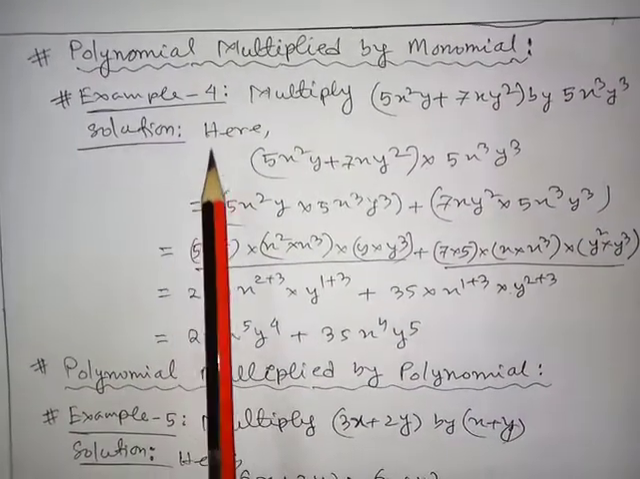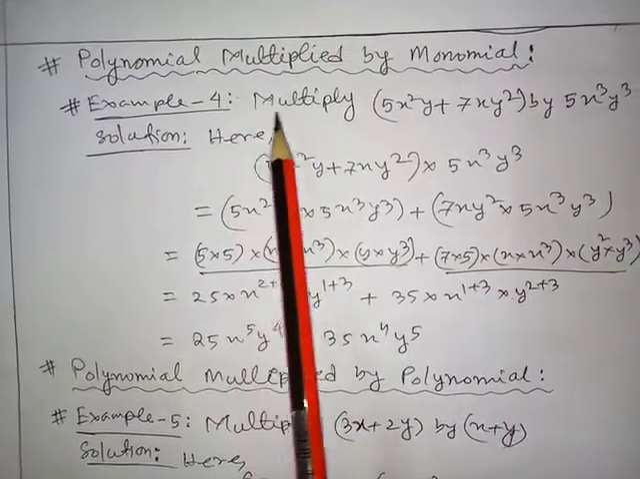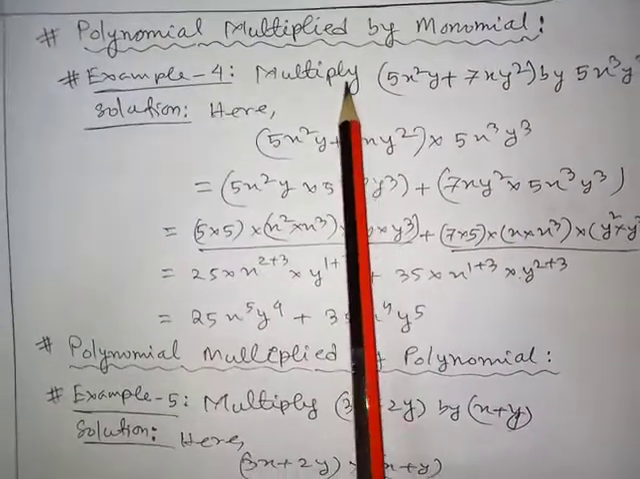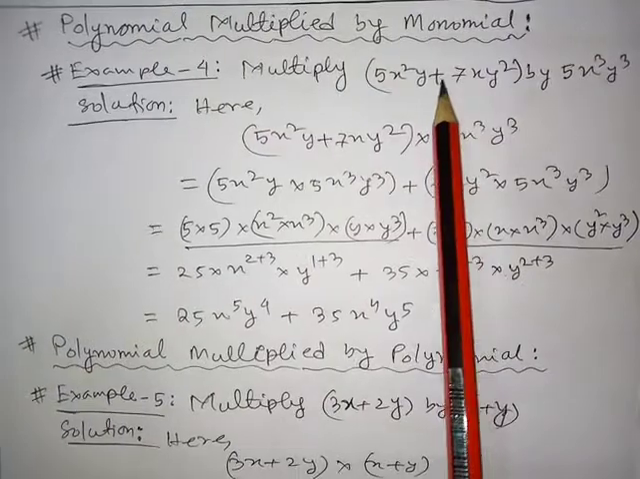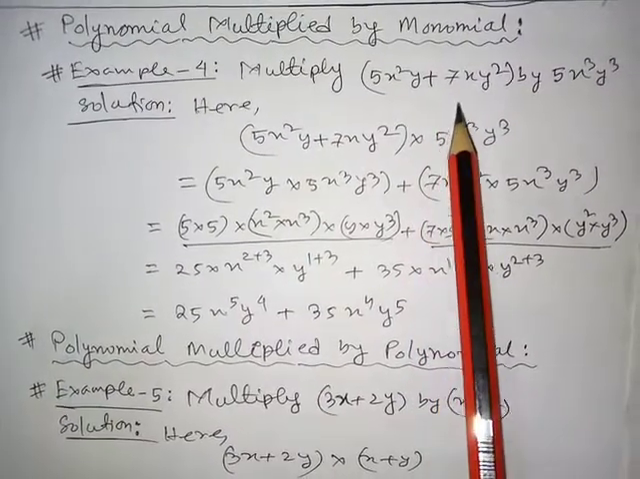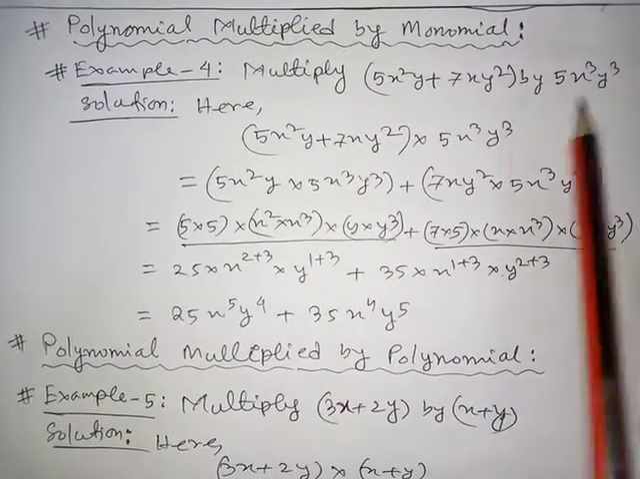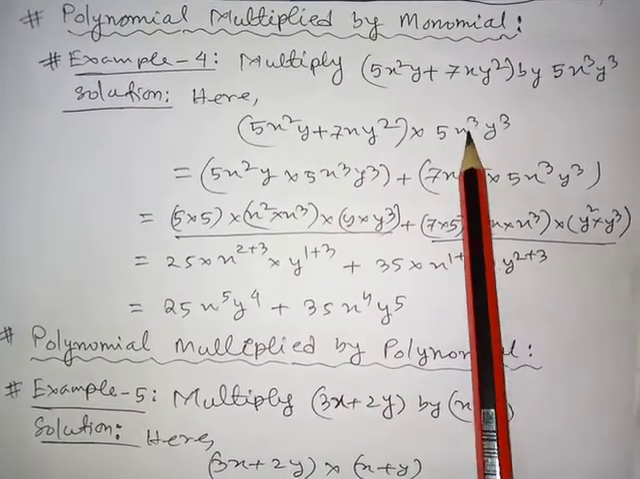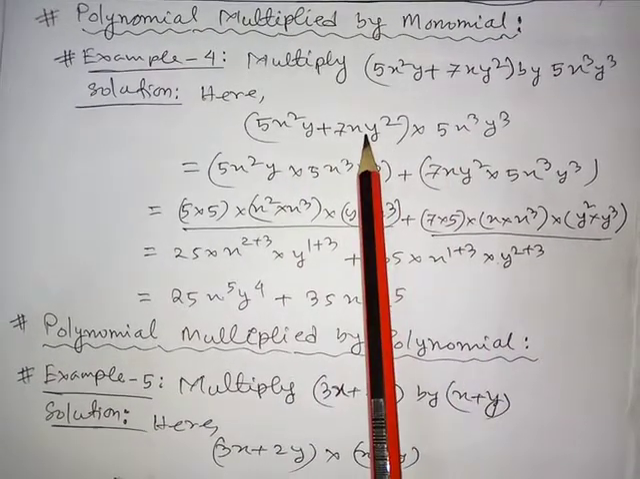Now we will try to understand polynomial multiplied by polynomial. That means we will multiply the polynomial expression by a monomial expression. Example 4. Here, 5x square y plus 7xy square is a polynomial expression. There are two terms, so we are calling this a polynomial expression, and we are multiplying by a monomial expression, 5x cube y cube. So when we multiply a polynomial by a monomial, what will happen? These will be multiplied with this, and these will also be multiplied with this.